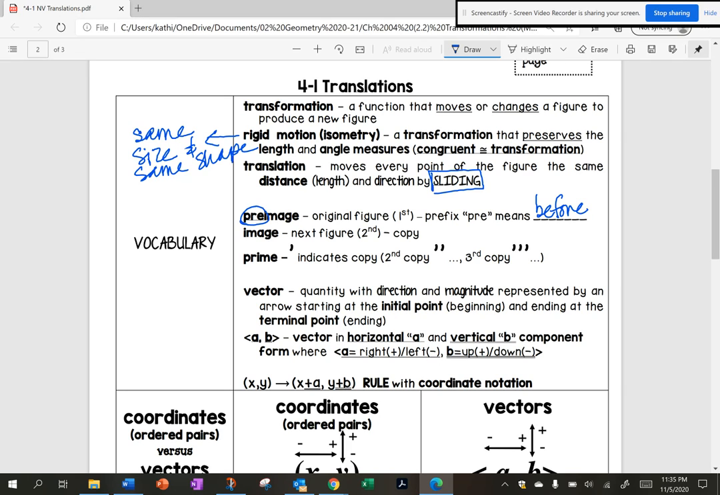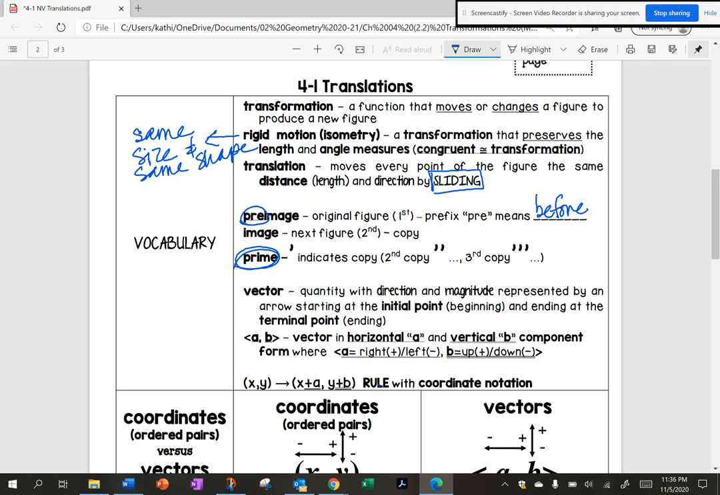Image is the next figure or the second figure, and that is my copy. And I can tell which one I have by adding what I call a prime symbol. So the first one has no prime. The second one has a prime. The third one, which would be the second copy, has 2 primes. And the third copy has 3 primes.